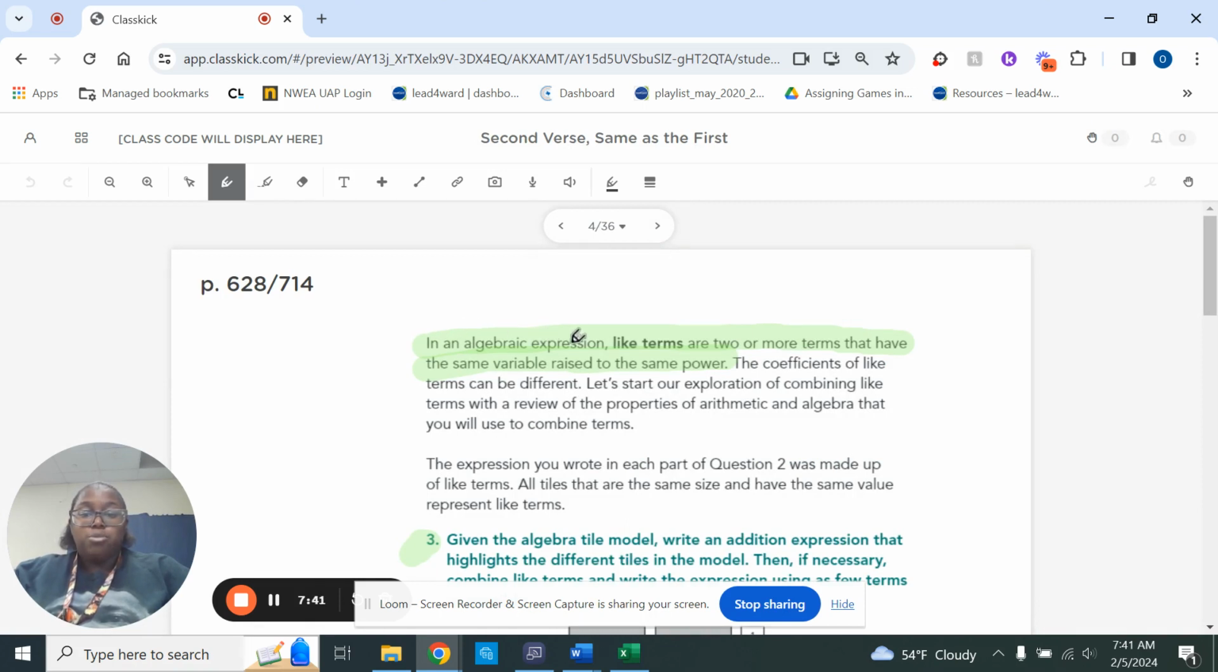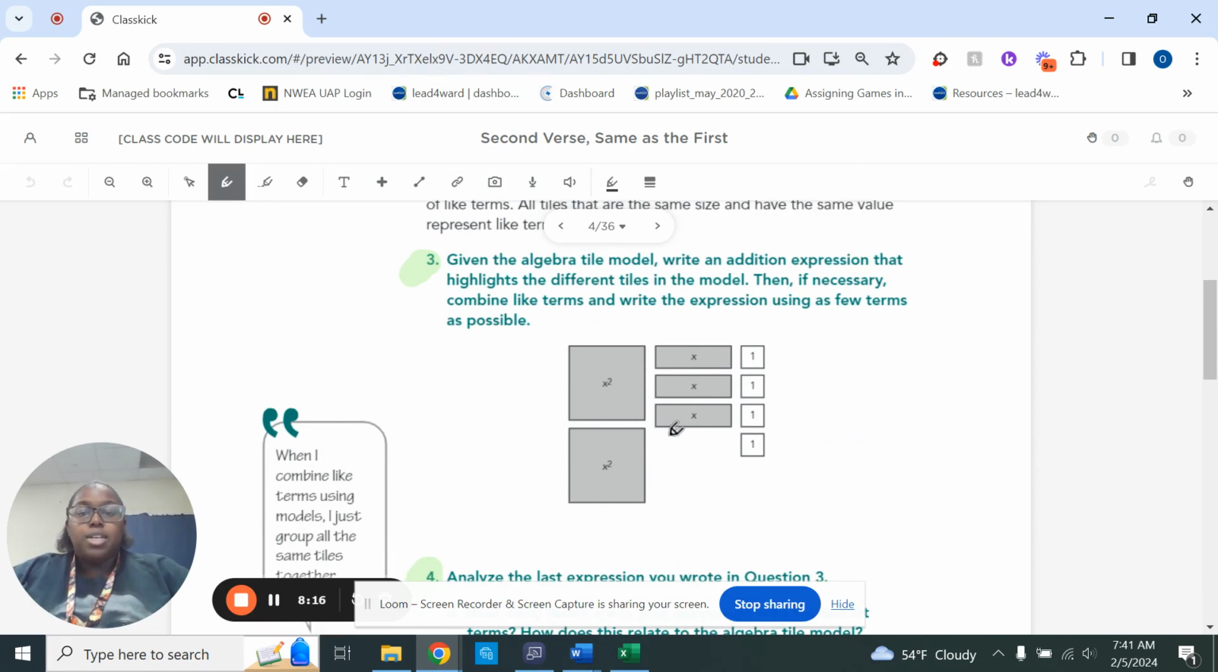So it says, in an algebraic expression, like terms are 2 or more terms that have the same variable raised to the same power. So if you think about the example we just done, that's like terms. So if it's a constant, which means it's a number that does not have a variable, if you have more than one of those, you have like terms. So this whole lesson is getting you to understand like terms, because you can only combine things that are alike. So let's continue.